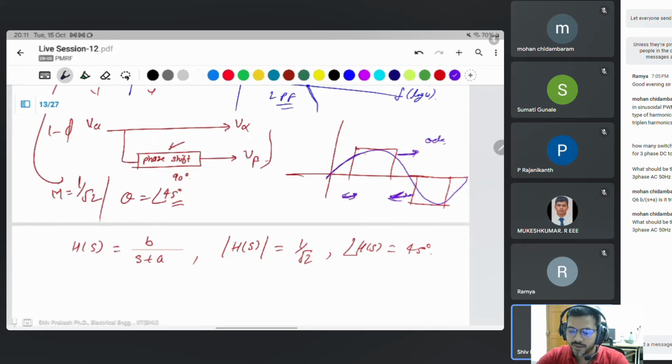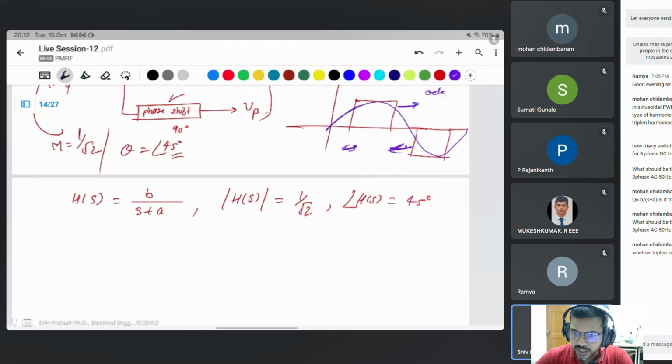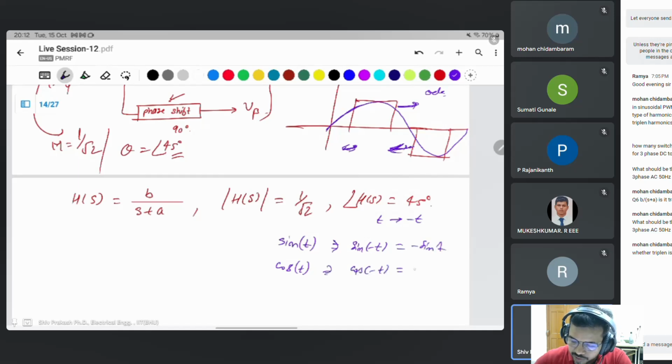As a simple example of odd and even signals, I have taken a sine and a cosine, sine t and cos t. For checking odd or even, take minus t in place of t. What happens? Sine of minus t will be minus sine t, and cos of minus t will be cos t. So cosine is the even signal and sine is the odd signal. If the sign of time is changed and the signal also changes sign, it is odd. Same thing here.